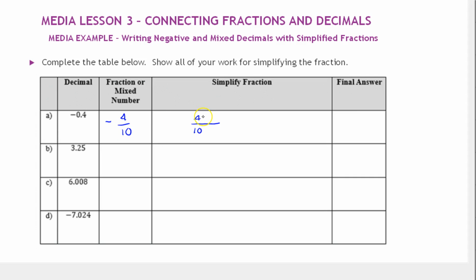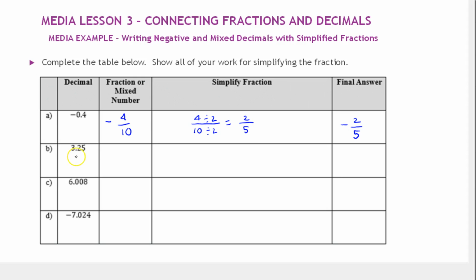They both have a factor of 2, so I'm going to divide the top and the bottom by 2. 4 divided by 2 is 2. 10 divided by 2 is 5. 2 and 5 do not share any common factors, so the fraction is completely simplified. For our final answer, you must include the negative sign, so we didn't need to have that around while we were simplifying, but this is a negative decimal, so negative 4/10 is the same as negative 2/5.